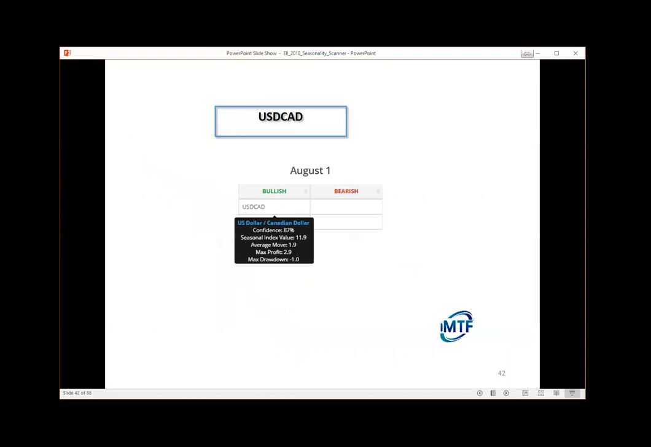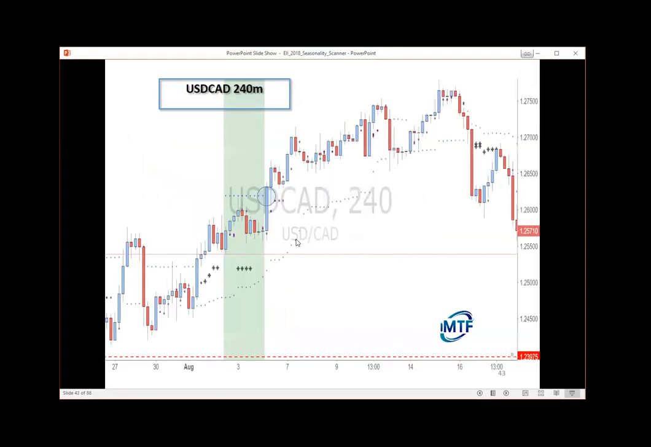Okay, here's US CAD August 1st. Notice this had an 80% accuracy here. And you could see here seasonal index 11%. And you could see here, this is a 240-minute time frame, a 4-hour time frame.